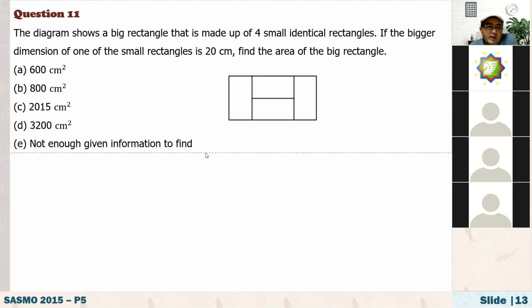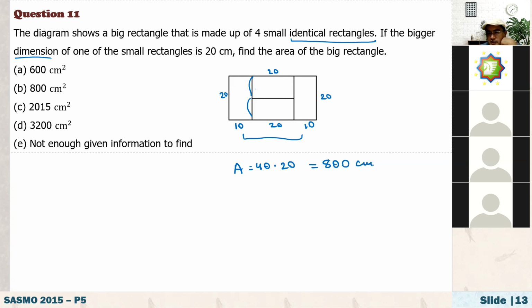The diagram shows a big rectangle that is made up of 4 small identical rectangles. Identical means exactly the same, right? Length and width, they are all the same. The bigger dimension, we are talking about length of one of the small rectangles, is 20. That means that this length is 20, and also this one is 20, and this one, right? As I see here, 2 widths is equal to length. It must be 10, and this should be 10, and also this should be 10. So now what is the area of the big rectangle? Its length is 40 times width 20, which is equal to 800 cm squared.